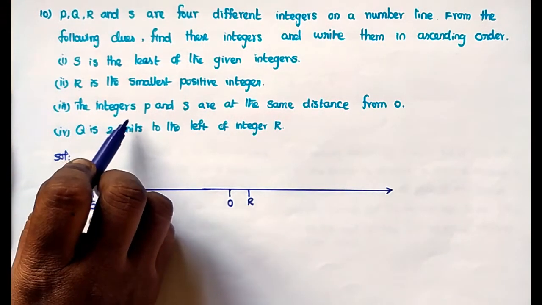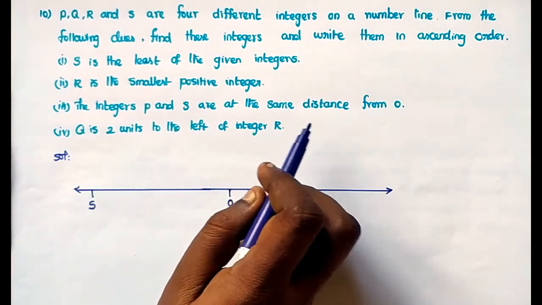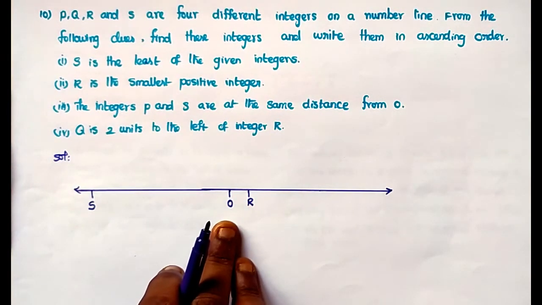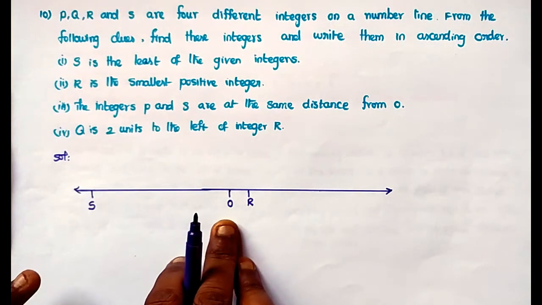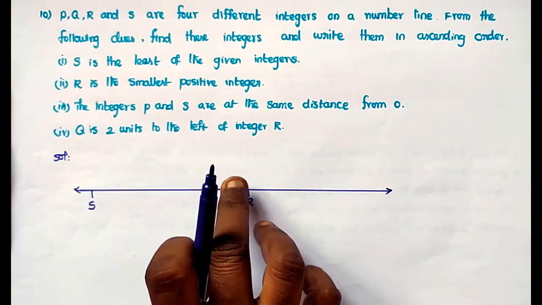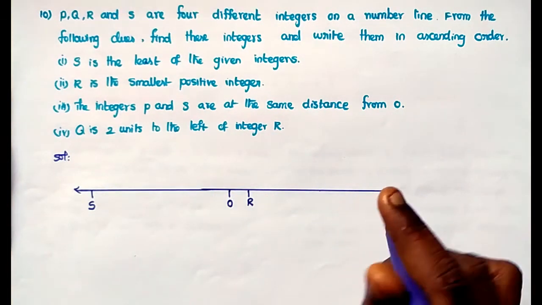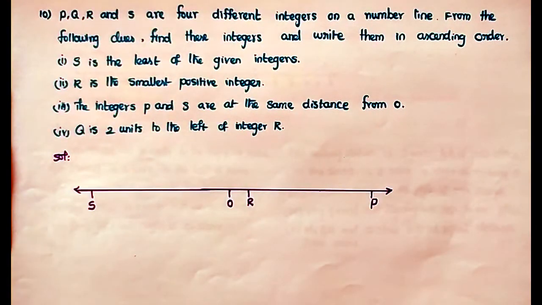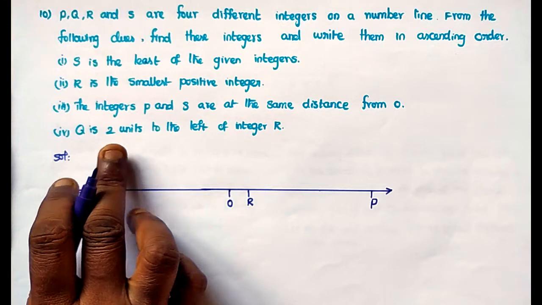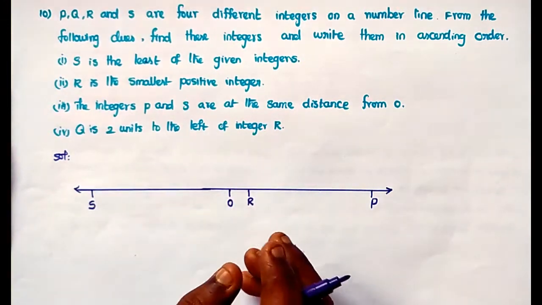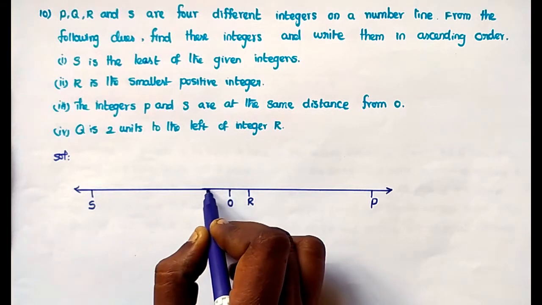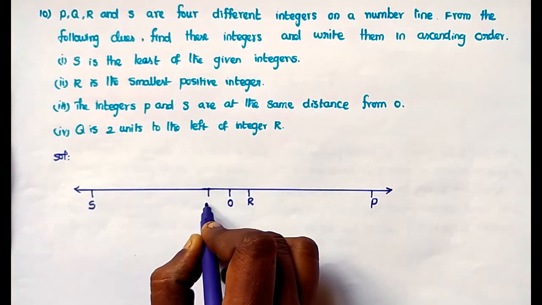Here 0 is O. And the integers P and S are at the same distance from O. So, 0 is the O. Same distance from O, that is P. Q is 2 units to the left of integer R. 2 units left, that means here Q.